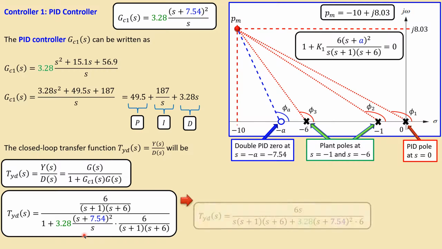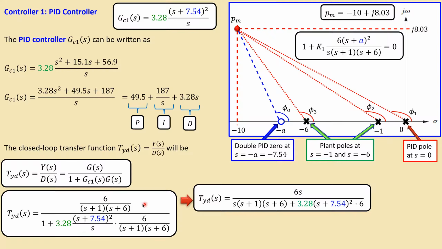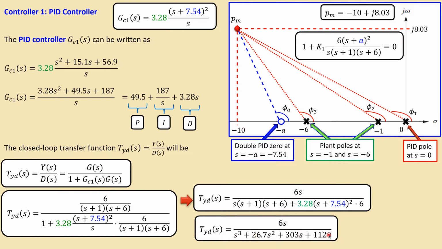If I now work this out by multiplying the numerator and denominator by s times s plus 1 times s plus 6, you will get this expression. Working out these terms and making a polynomial, you will get in the simplified form this one: 6s over s cubed plus 26.7s squared plus 303s plus 1120. Okay.